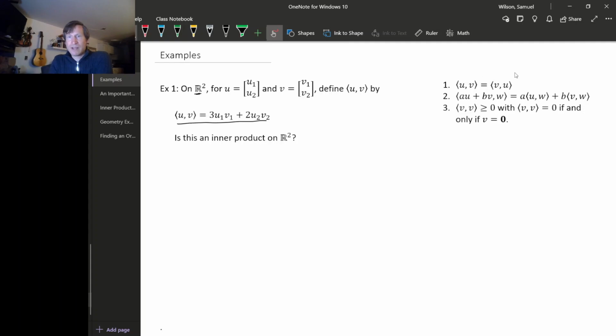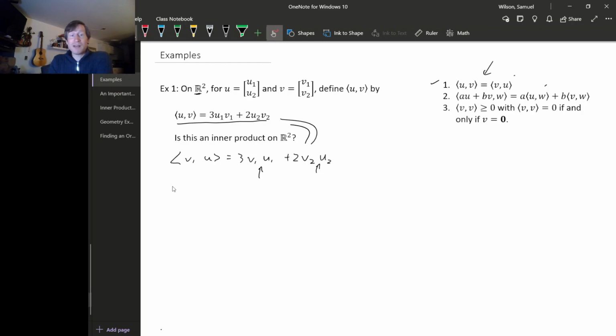So we have to check these three things. Well, this first one, clearly this is symmetric, because if you did this product the other way, you would just get 3v1u1 plus 2v2u2. But these products here, this is multiplication of real numbers, and so it doesn't matter what order you do these in. And so these are equal to each other. So that's symmetry taken care of.